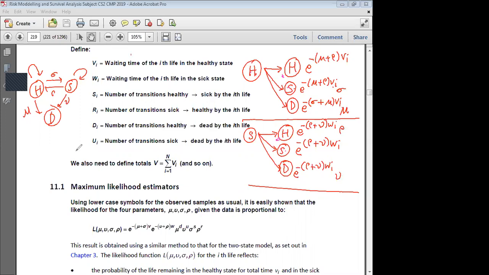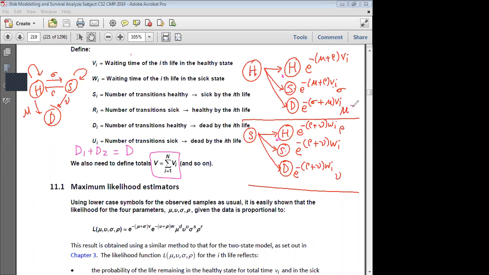And now if I add up all of these Di's, let's say D1 plus D2, I will get my capital D. And so I have my capital V and all these capital letters without the subscripts, if I add it for all the other people. So what you will at the end have is this mu raised to the number of times you observe people going from healthy to dead.